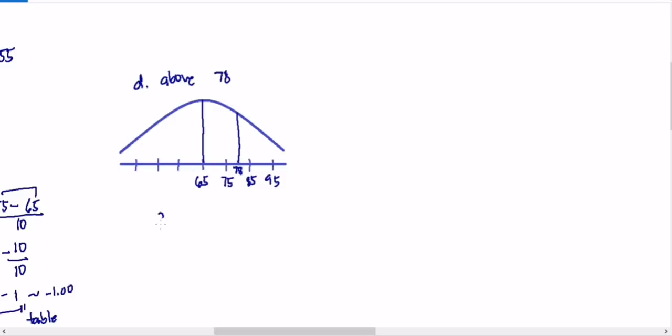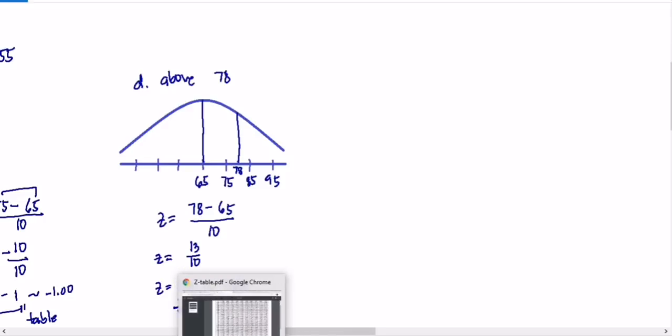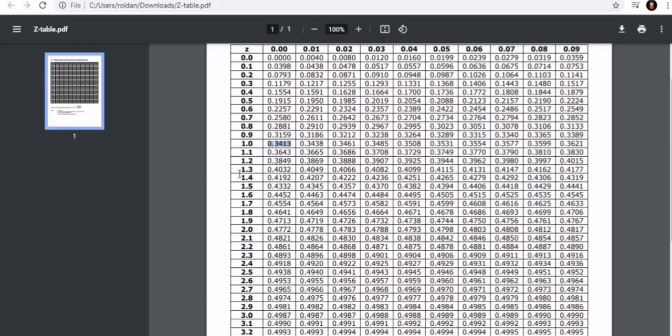Convert natin into z-score. So, z equals 78 minus yung mean natin, 65, over 10, yung standard deviation. Z equals, so, 78 minus 65, that is equal to 13, divided by 10. Okay, that is equal to 1.3. So, yan yung magiging value ng Z natin. Pagka nakuha natin yung z-score, that is 1.3, ilagay natin to sa table. So, this is also equal to 1.30. So, first two decimal places, 1.3 tayo. Then, 0 yung katabi. So, ito yun. 0.4032.